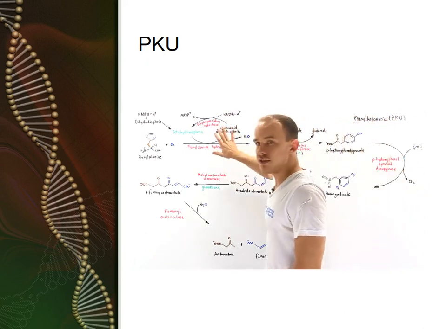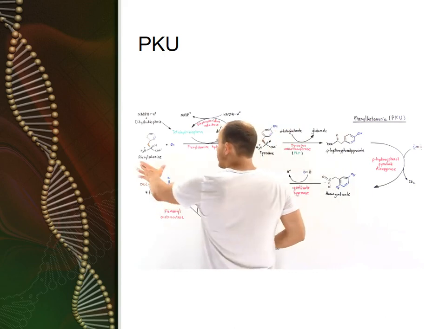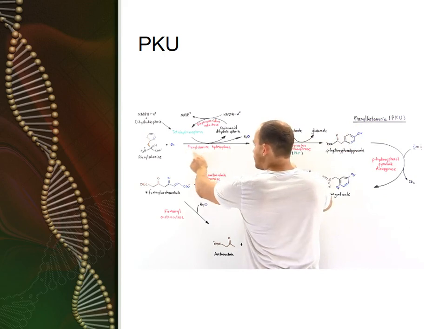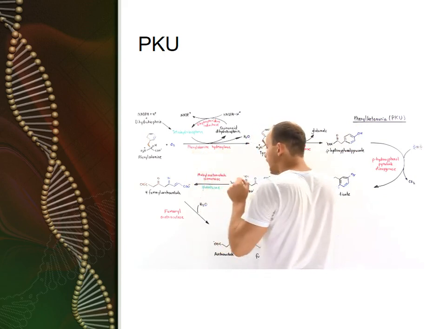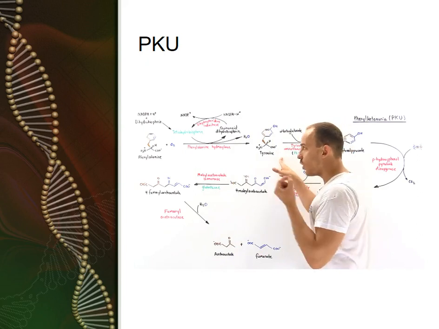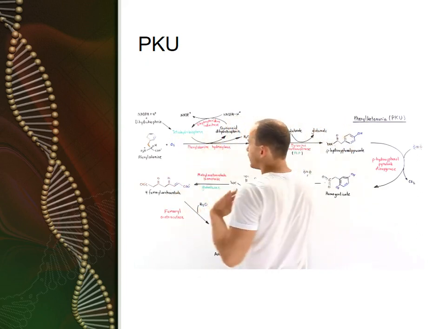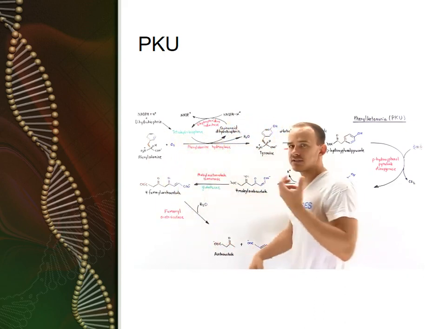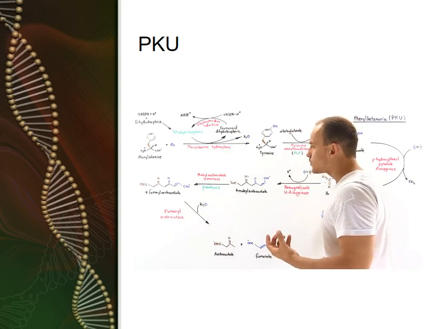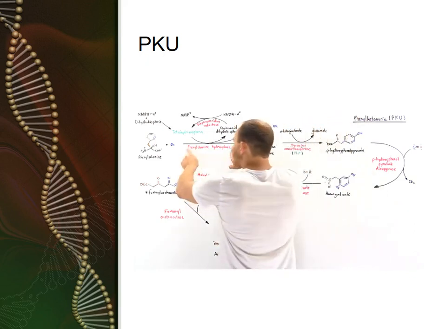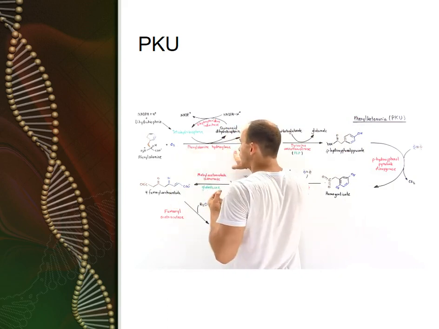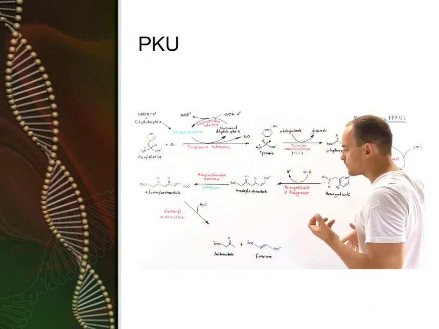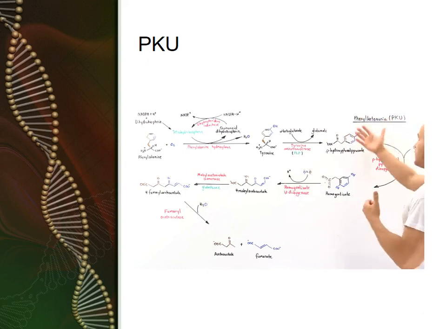The problem is within this step. So we have phenylalanine that is transformed into tyrosine by this enzyme. So phenylalanine hydroxylase is a mixed function oxygenase that uses a cofactor known as tetrahydrobiopterin. Now this is not a vitamin. It's a cofactor that is built inside our cells, inside our body. So if there's a problem within this enzyme itself, or there's a problem in actually building this cofactor, this reaction will not take place. And so the person will develop phenylketonuria.